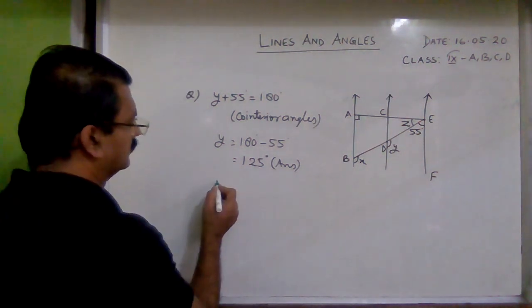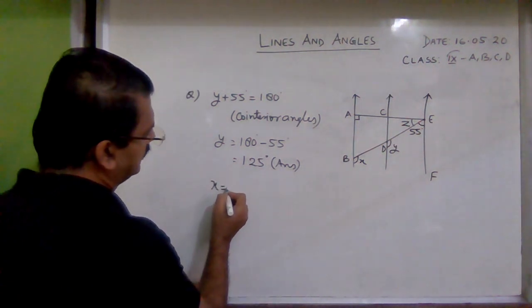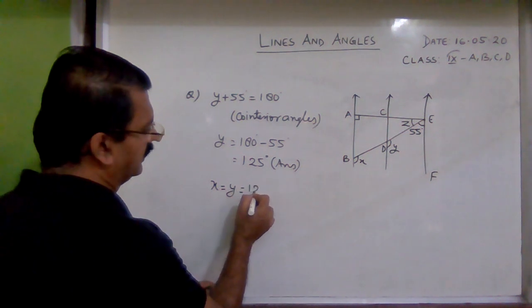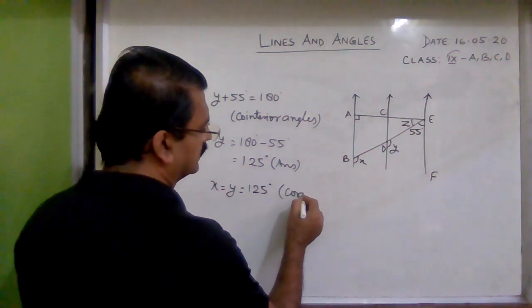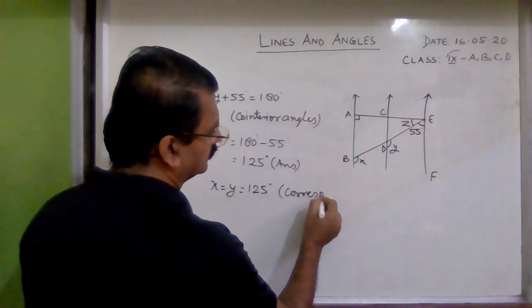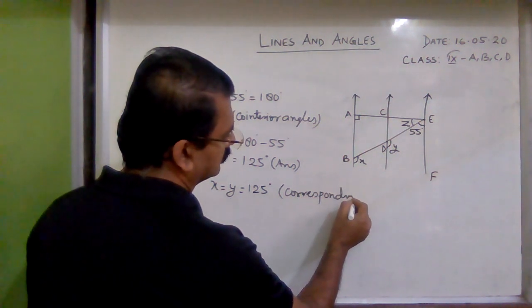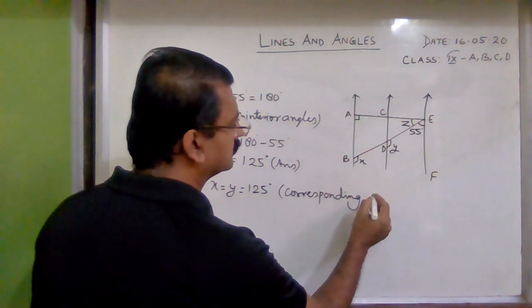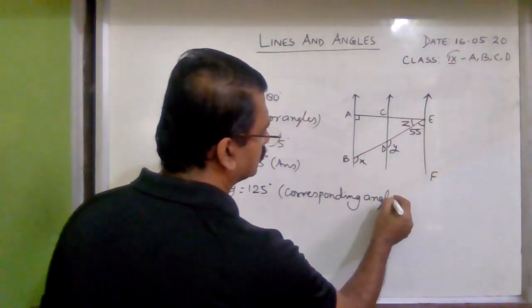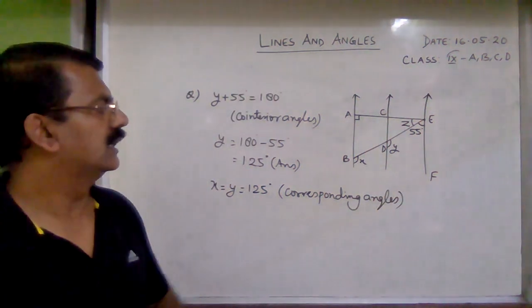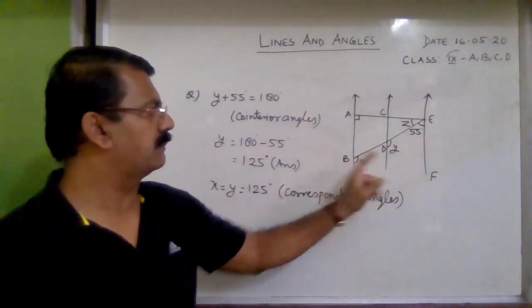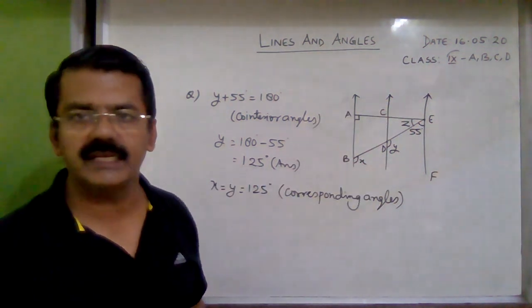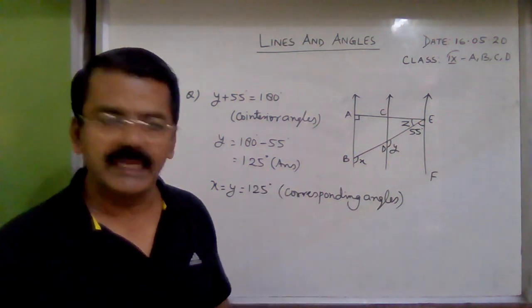So you write X is equal to Y is equal to 125 degrees. The reason you write is corresponding angles. Okay, because as AB and CD are parallel, X and Y are corresponding angles, so they must be equal.